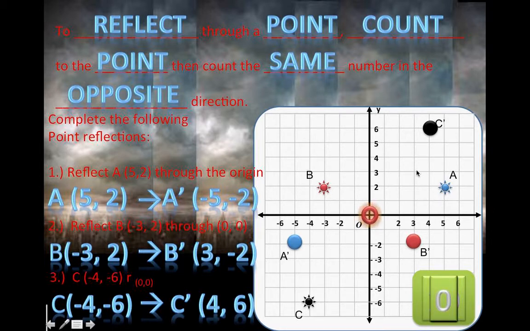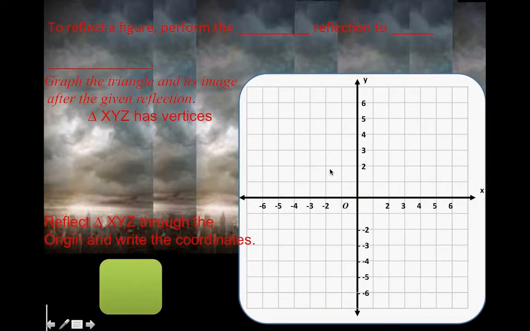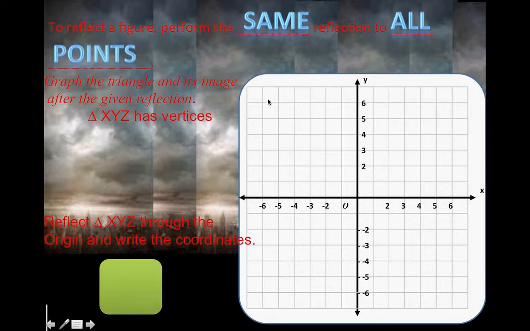Okay, so you should have that down. We're going to go ahead and move on. Now we want to take and reflect a figure just like we have in all the other ones. We start with points and work our way up to triangles and eventually quadrilaterals. So to reflect a figure, just as always, perform the same reflection to all of the points in that figure.